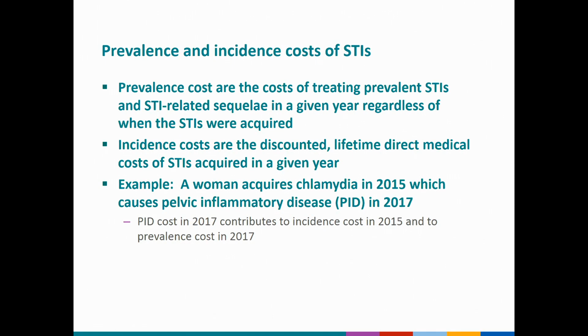First off, there's two different types of economic burden estimates for STIs, prevalence costs and incidence costs. Prevalence costs are the cost of treating STIs and their sequelae in a given year, and incidence costs are the lifetime cost of treating infections that occur in a given year.